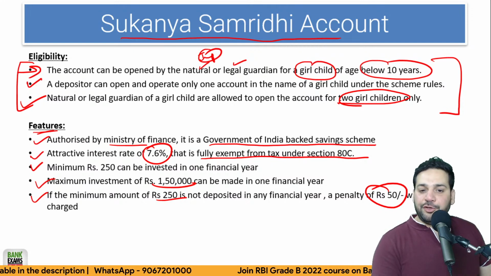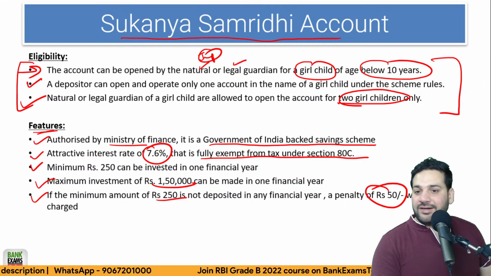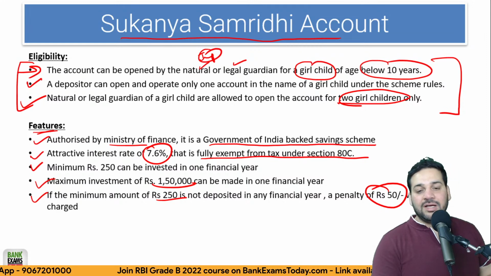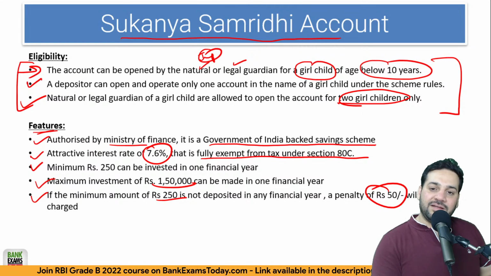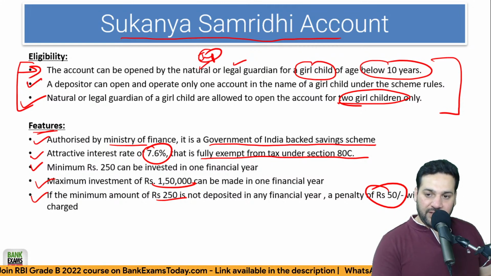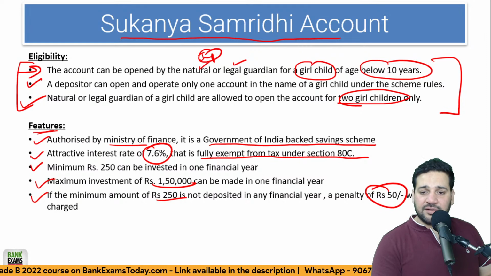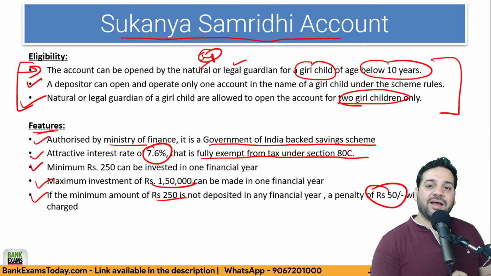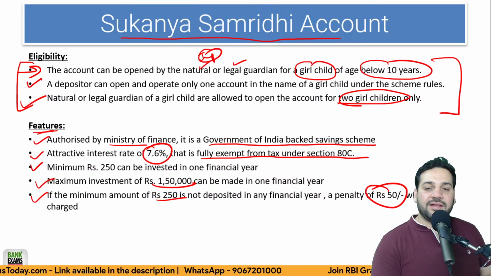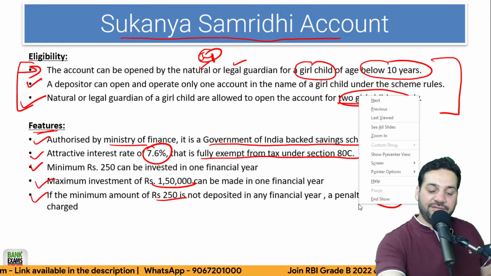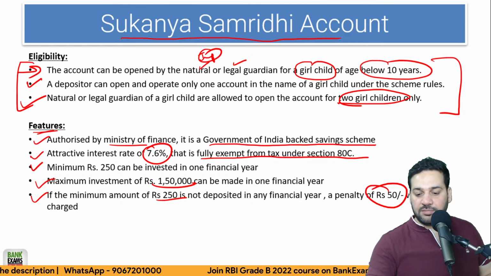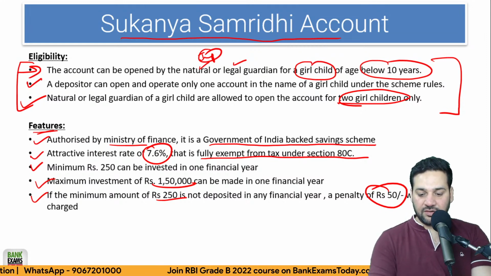First of all, the eligibility criteria is most important. For the girl child whose age is below 10 years, maximum 2 children can be covered, and maximum 1 account per girl child can be opened by the natural or the legal guardian. And it is exempted under section 80C. It is backed by the Government of India, similar to PPF. Even if the bank goes bankrupt, it is secured by the Government of India. So the minimum investment and the penalties are important.